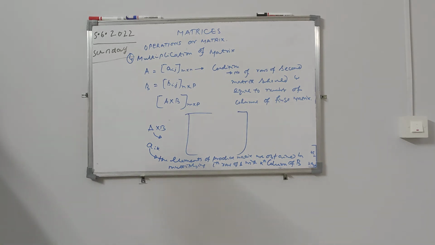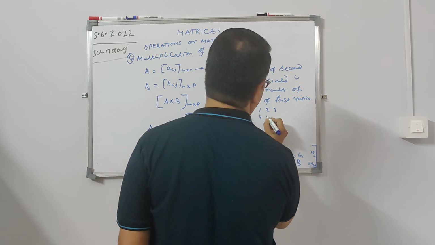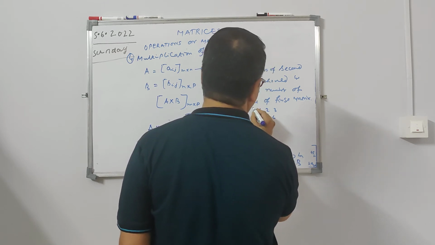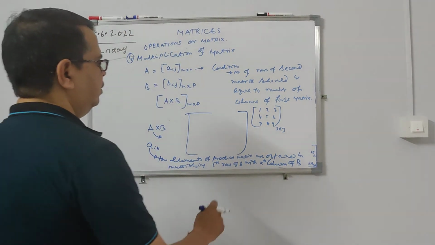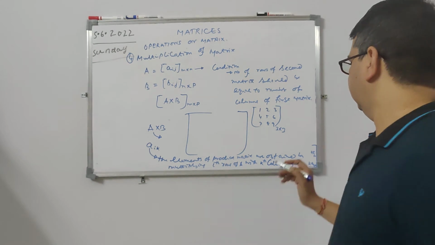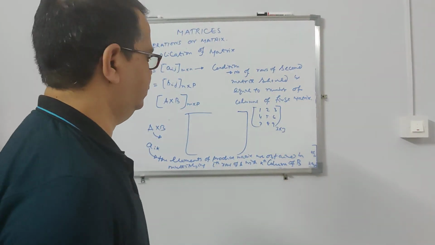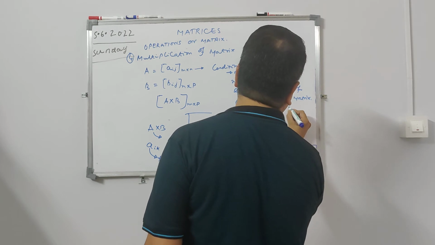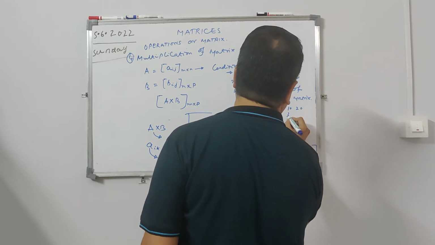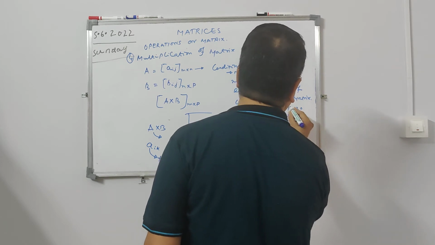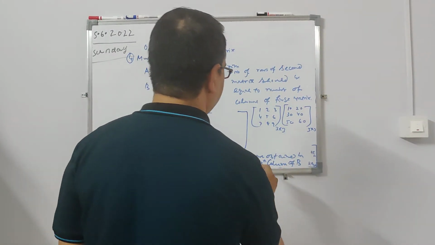Okay, so if I give an example, let us say I write 1, 2, 3, 4, 5, 6, 7, 8, 9. This is 3 into 3. My number of columns should be equal to the number of rows of the second, so with 3 columns it should have 3 rows. But it can have 2 columns also. So 10, 20, 30, 40, 50, 60. I can multiply it. This is 3 into 2, so your resulting matrix will be 3 into 2.